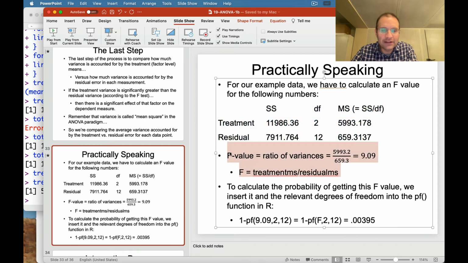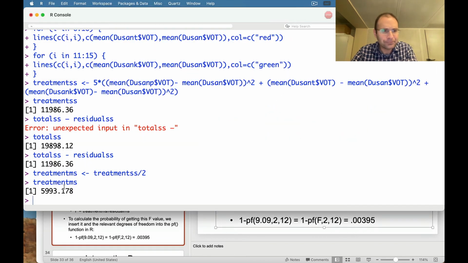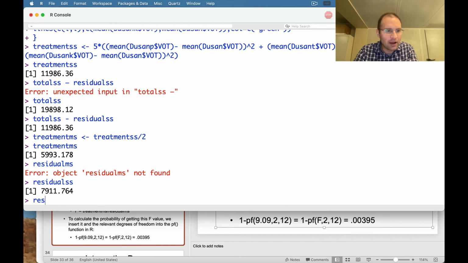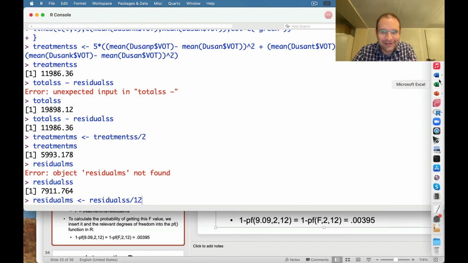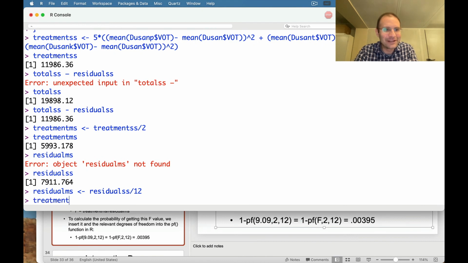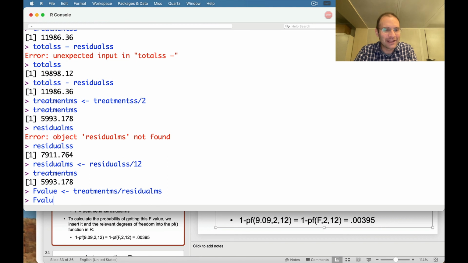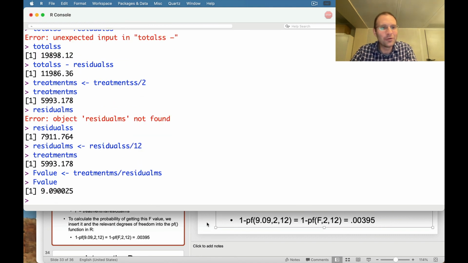But what we want to really get to here is this F value. Do I have a residual mean square value? Nope, I have a residual SS value. I'll just plop it in here by dividing that by 12. I'm not remembering that wrong, am I? Yes, thank you. And now we have a treatment mean square value as well. So we'll just say F value equals treatment mean square divided by residual mean square. So my F value is now 9.09.